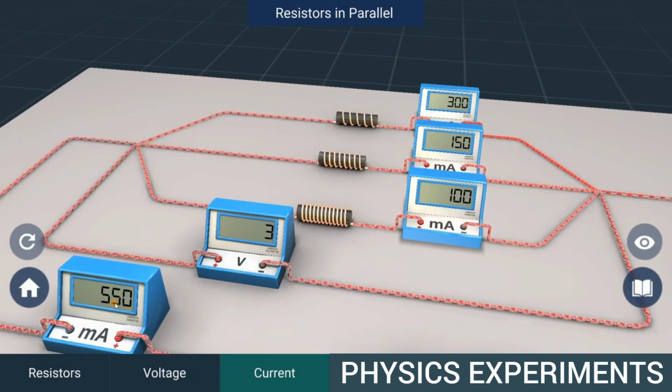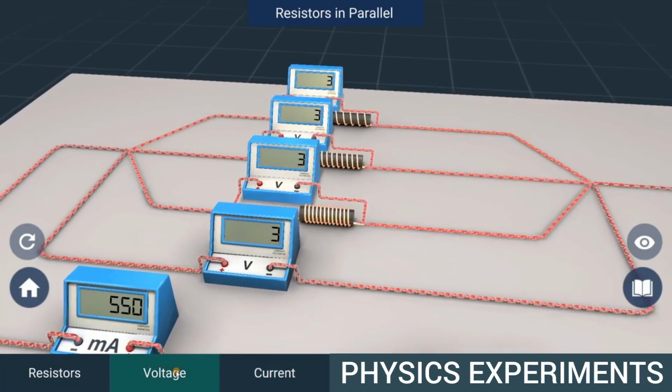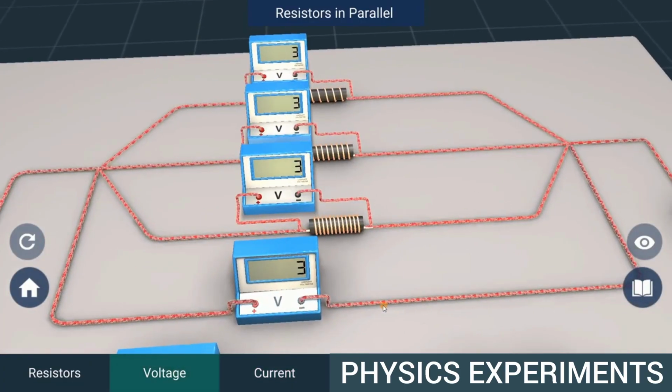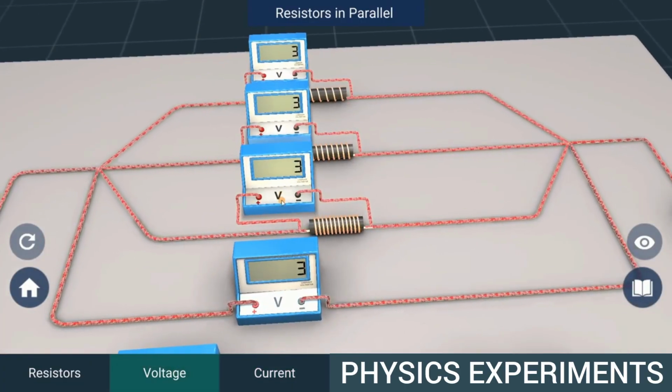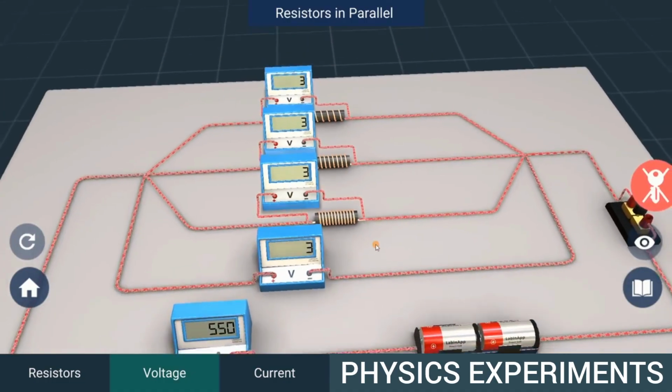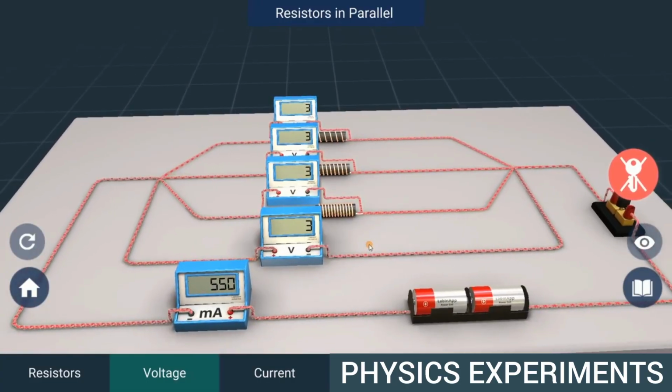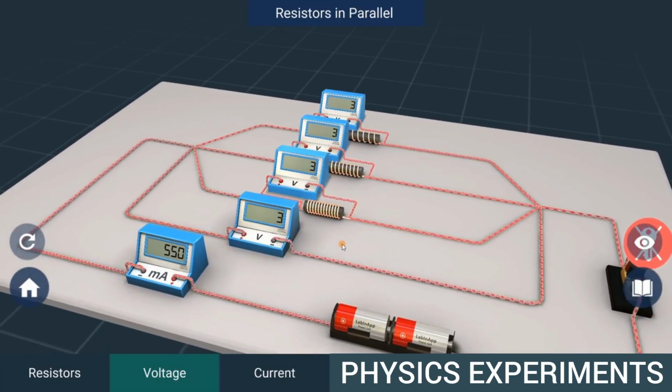Now, let's check the amount of voltage across each resistor by connecting voltmeter across each of them. We can see that the value of all voltmeters is the same. This implies that in a parallel combination of resistors, the voltage is the same across every resistor.